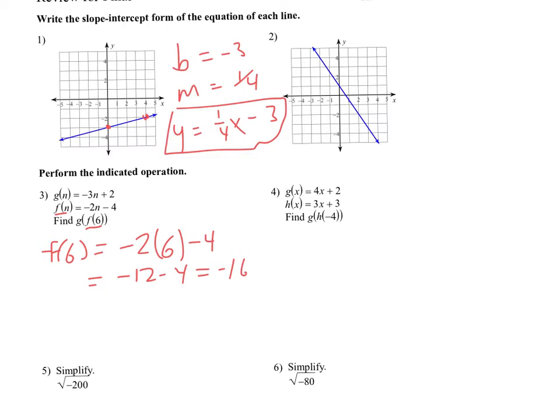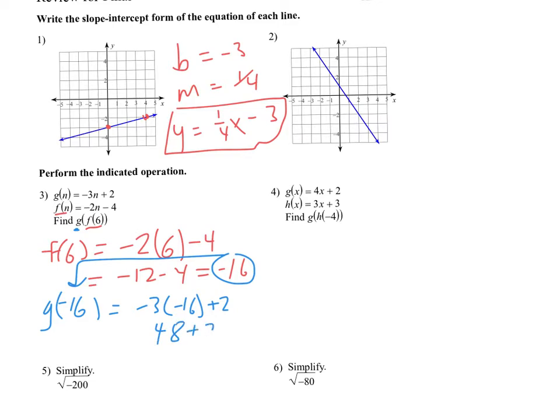All right, we're not done yet, though, because now we're going to do the outer function. So the outer function here is a g. And what I'm going to plug in there is my answer from the previous question, from the inside, if you will. So I'm going to plug in a -16 into the g function. So it's going to be -3 times -16 plus 2. Let's see, -3 times -16. I think that'd be 48 plus 2. So that's going to come out to our final answer, which is going to be 50.